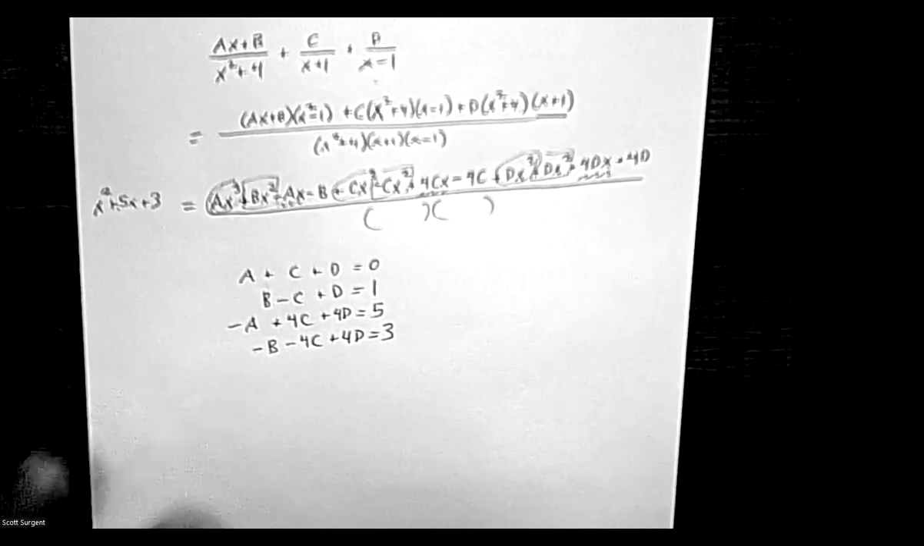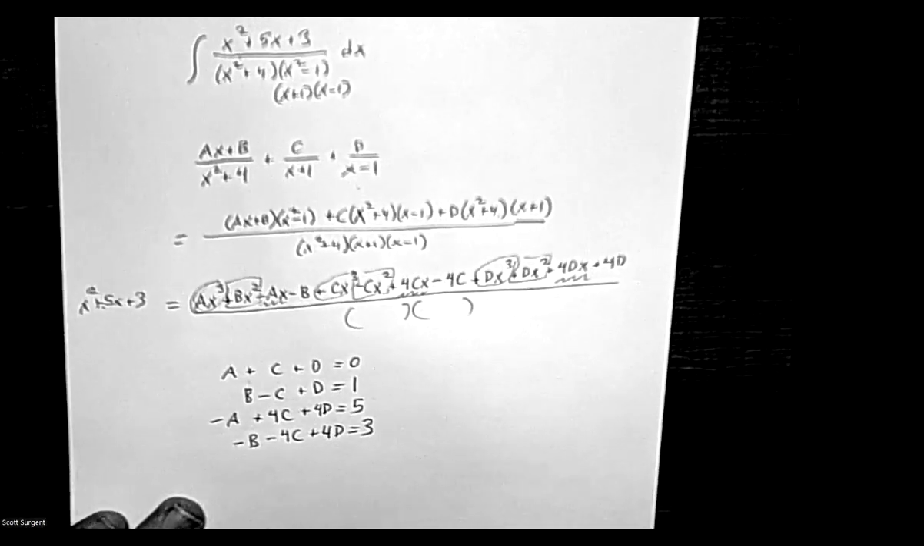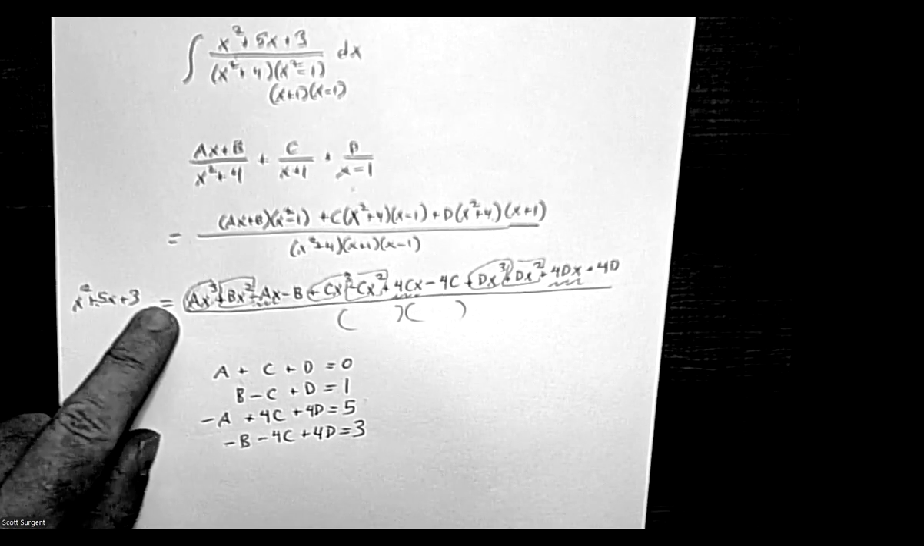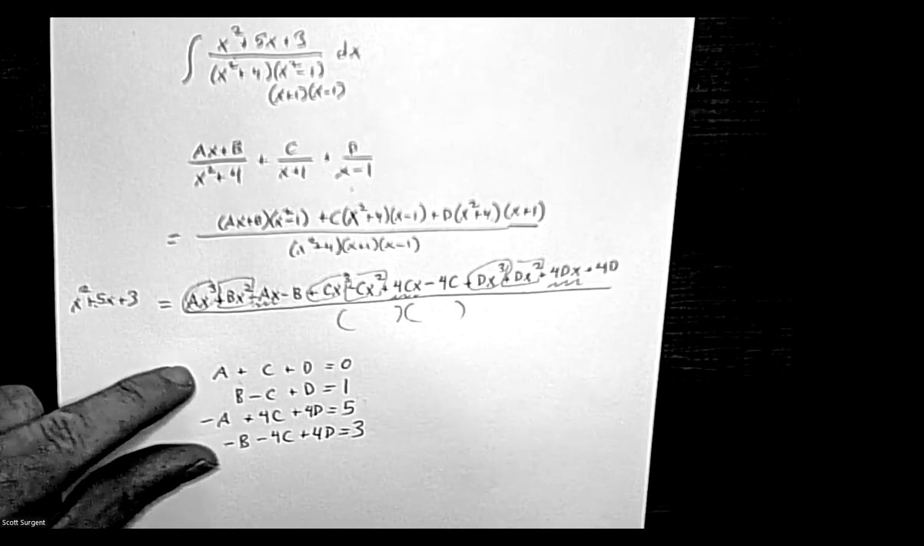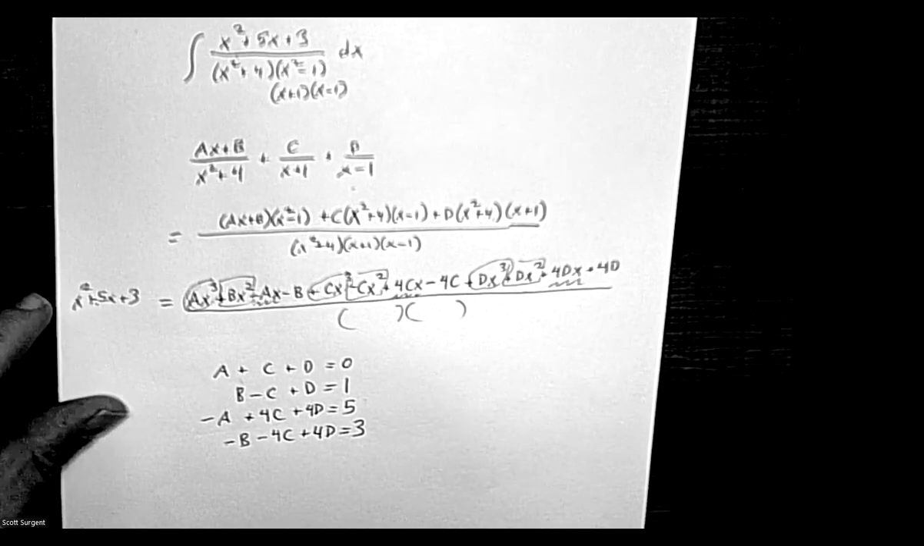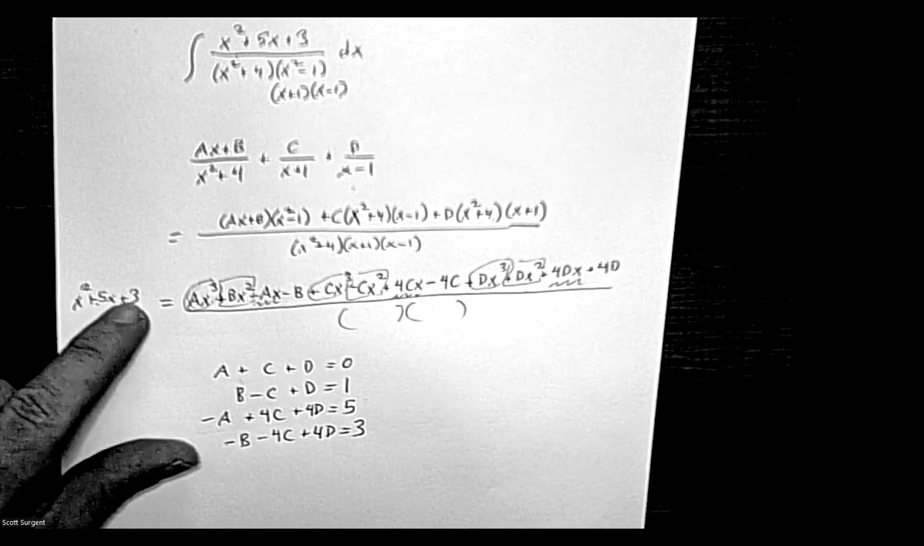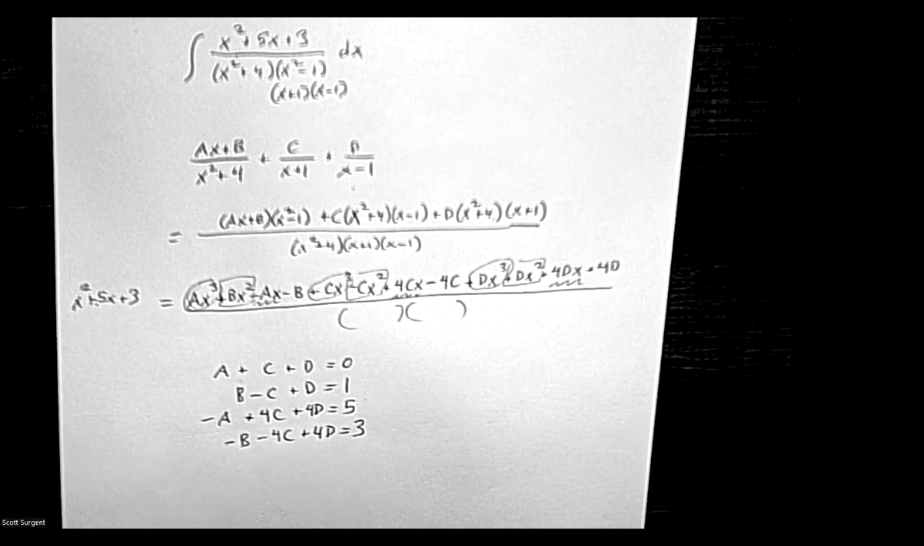Okay? I'll pause here, let you catch up. Does everybody see how I decomposed, recomposed, foiled, and then I'm basically matching coefficients? It's basically a 0x cubed, 1x squared, 5x, and 3. And there you see them right there.